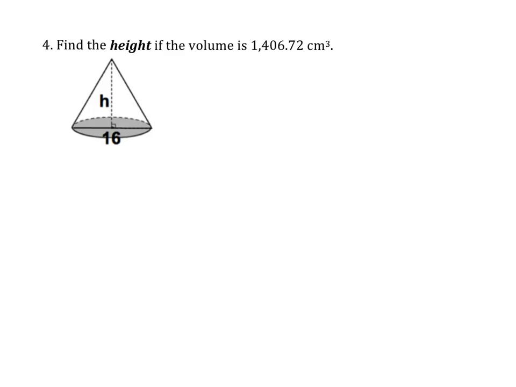Here's our next example. Find the height if the volume is 1,406.72 centimeters cubed. As usual, if you think you know how to do it, one strategy would be to pause the video and try it on your own, then press play to see if you did it correctly. The first thing we want to do is identify the shape. We can see that this is a cone because we have one vertex and a circular base.